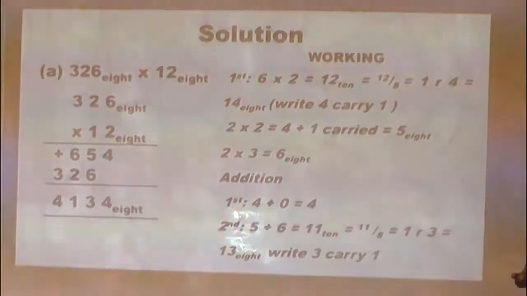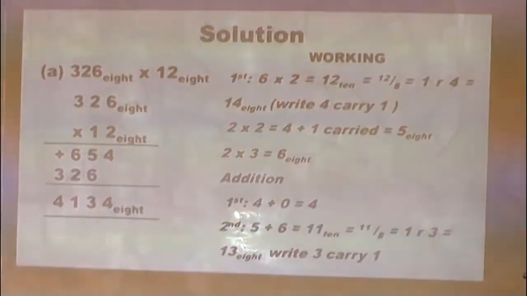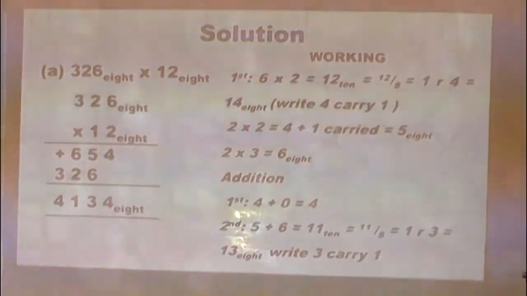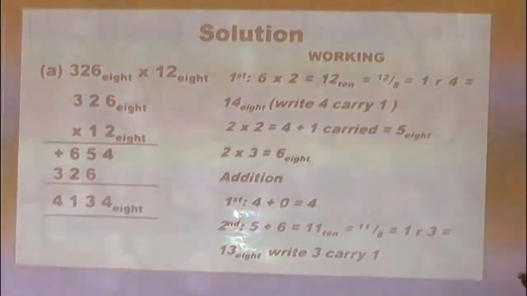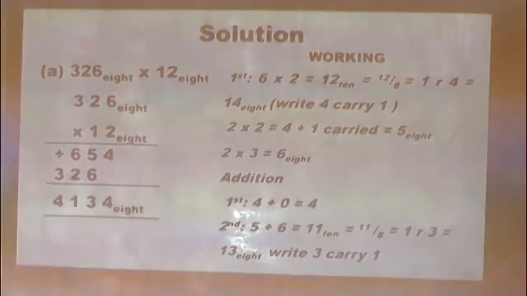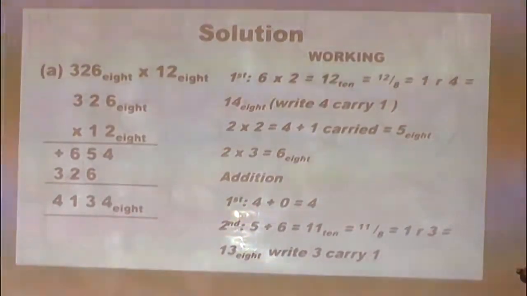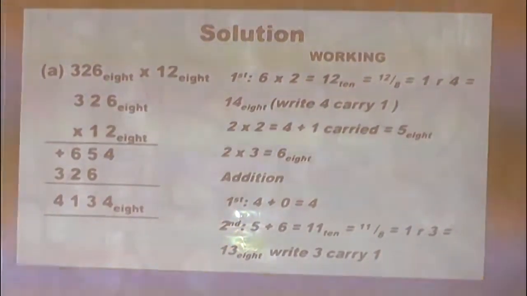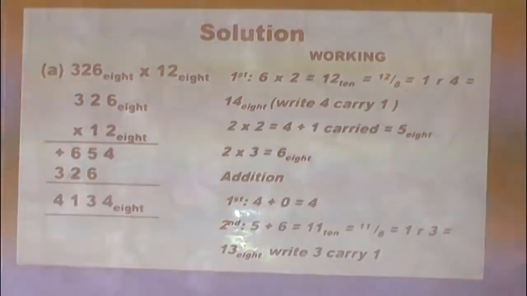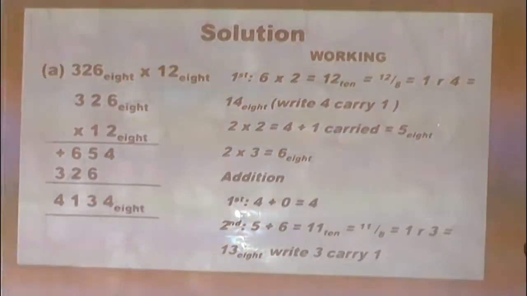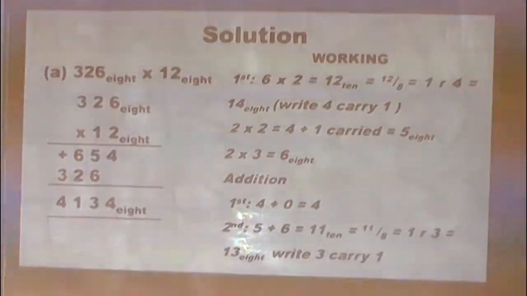How many groups of 8 can we find in 9? You will agree with me that we can find one group of 8 in 9 and a remainder of 1. So we write the 1, which is the remainder, and the 1 which is the number of 8s we can find in 9, which we carried. We'll carry that and write that aside.